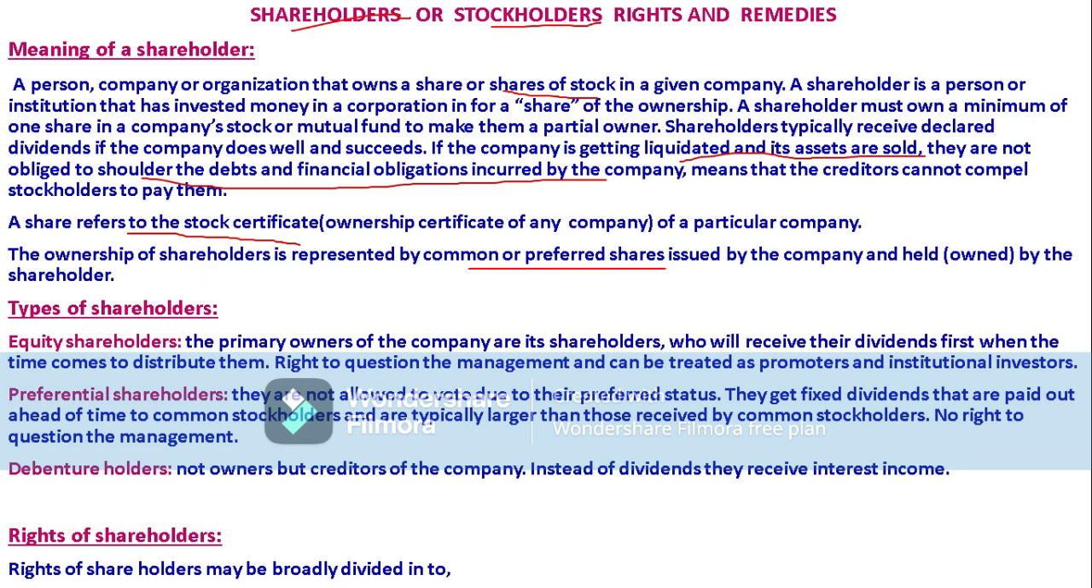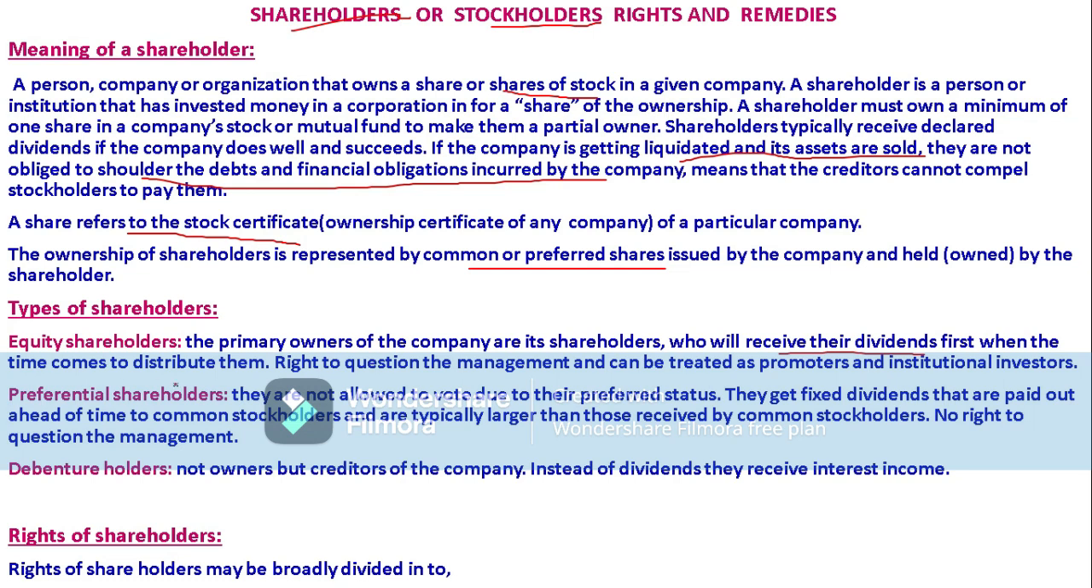Now coming to types of shareholders. There are three types of shareholders: equity shareholders, preferential shareholders and debenture holders. Equity shareholders, or common shareholders, are the main stakeholders in a company. When the time of dividend distribution comes, preferential shareholders would get theirs first, even though equity shareholders are the primary owners of the company.